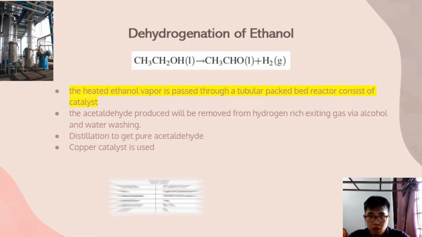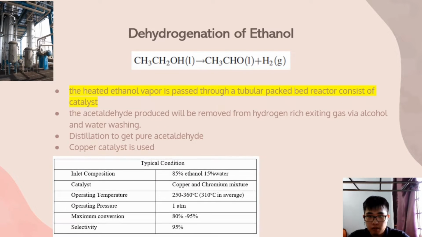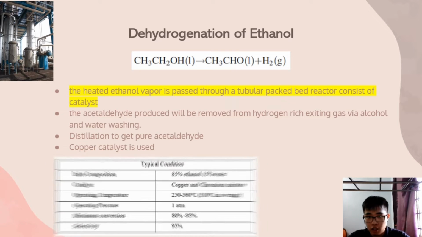For the dehydrogenation of ethanol, the heated ethanol vapor is passed through a tubular packed reactor consisting of the catalyst, which is usually copper, and the pure acetaldehyde is then extracted via alcohol washing and then distillation.